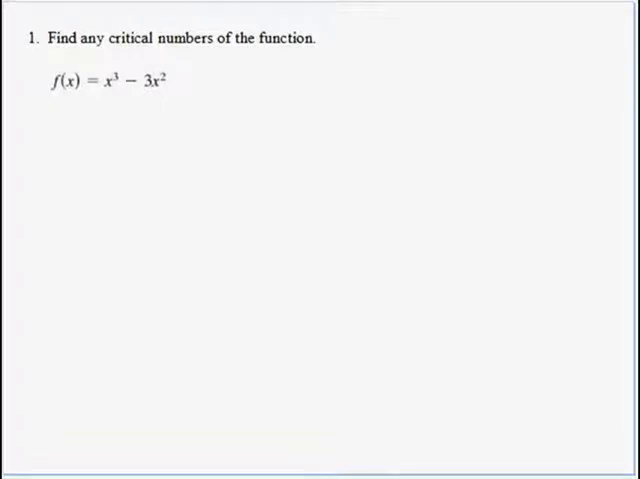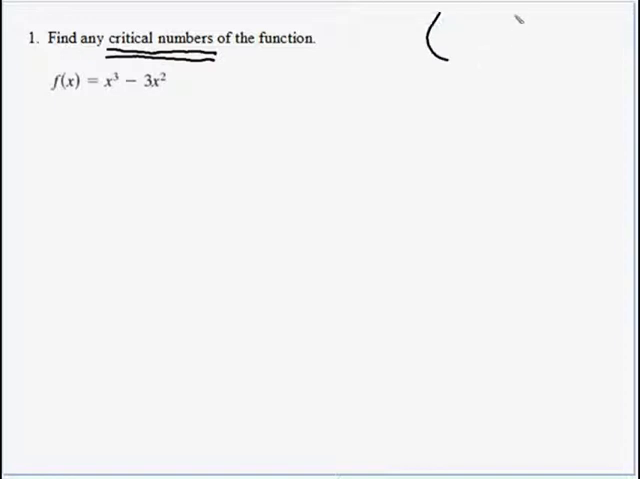Okay, so we have a test coming up on sections 4.1 and 4.2 that deals with extrema and Rolle's theorem and mean value theorem. So let's do a few practice problems to get us ready for the test. All right, the first one, of course, always read the directions. Find any critical numbers of the function.